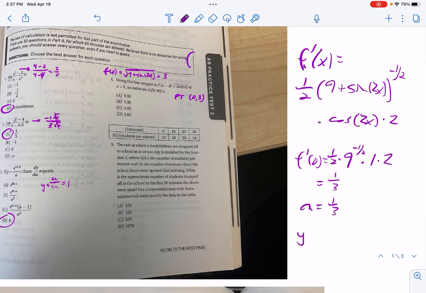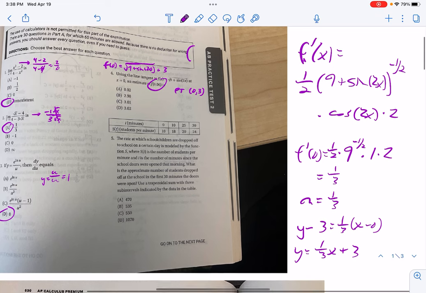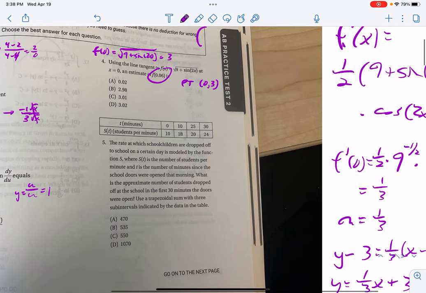We have y minus our given y coordinate is slope times x minus our given x coordinate. That works out to y equals 1/3 x plus 3. And finally, if we plug in 0.06, we will get 3.02.